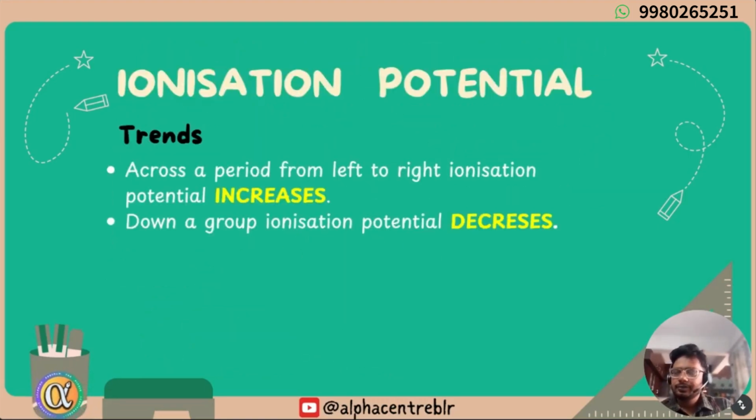So what if there are more than one electron? Then we have first, second, third ionization potential. First ionization potential means how much energy is required to remove the first electron from the outermost shell of an atom in its isolated gaseous state. Second ionization potential means how much energy is required to remove the second electron from an atom in its isolated gaseous state, and so on for the third and the fourth ionization potential.